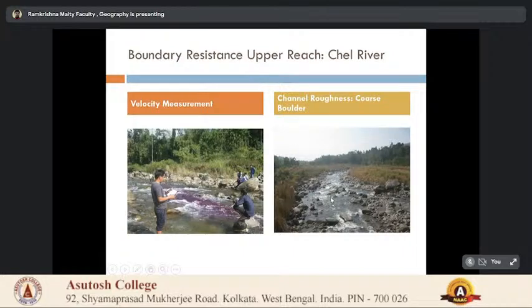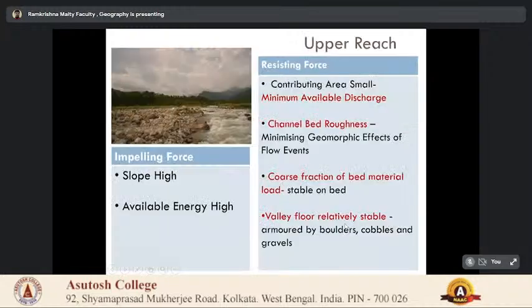Water has to flow through large boulders. That means, in spite of having a steep slope, the velocity of water is much less. Slope is high. This is the impelling force. Available energy is also high. But there are many resisting forces: channel bed roughness, the coarse fraction of sediment, bed materials.